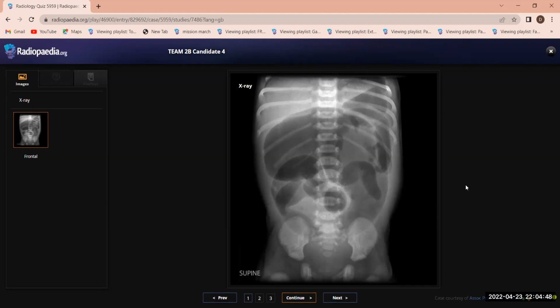So this big loop of bowel here is more centrally located. I can't see your... You can't see my arrow? Yeah. Okay, can you see now? Okay. Yeah. So this would be the small bowel, and this would be the descending colon because it's more peripherally located. So I think this one is not really dilated. It's mainly the small bowel that's dilated, and it's markedly dilated.